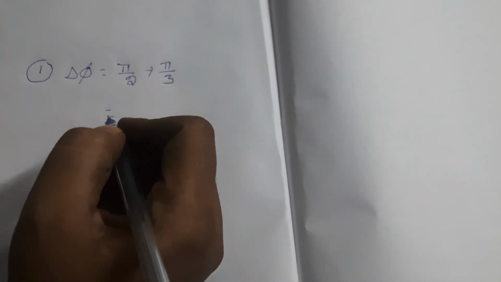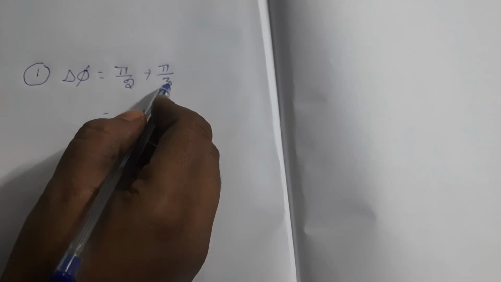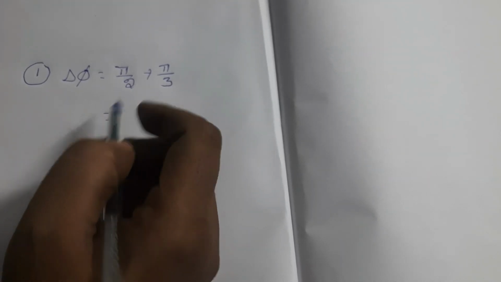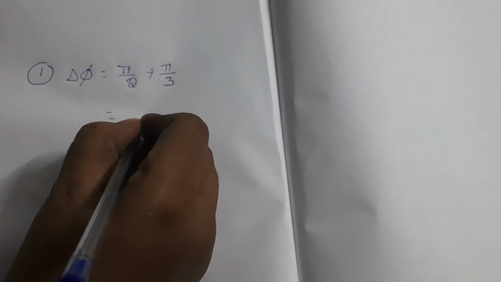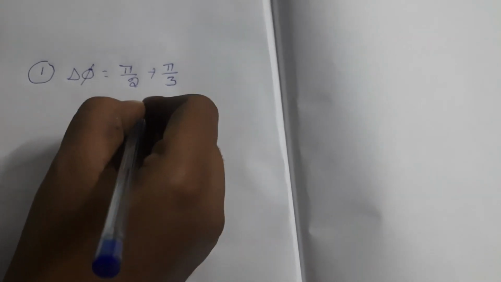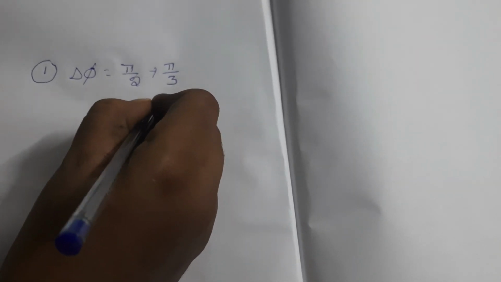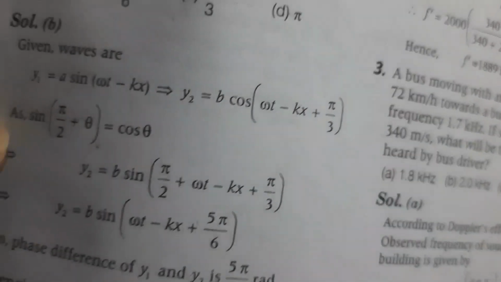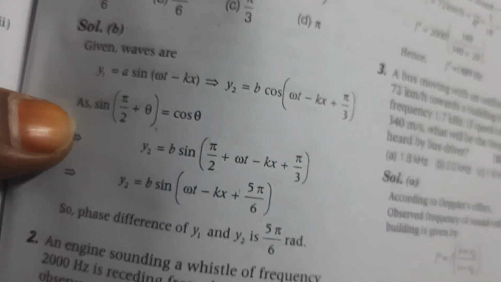After simplification, our answer is how much? This is 90 degrees and this is 60 degrees. Anyway, we can take the LCM also. This is 5 pi by 6. This is the phase difference between the two waves. So our second option is right, that is 5 pi by 6. Look here, our second option is right. Then we are going to the next problem.